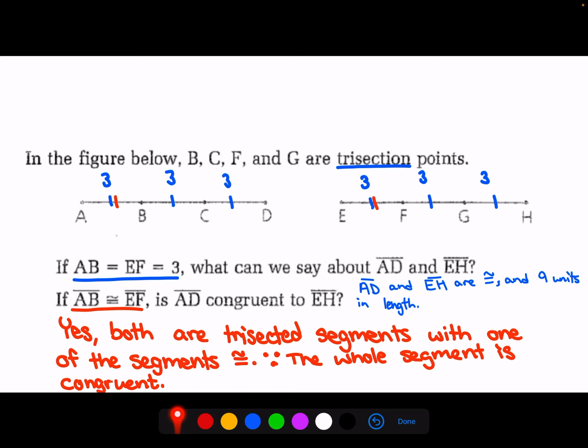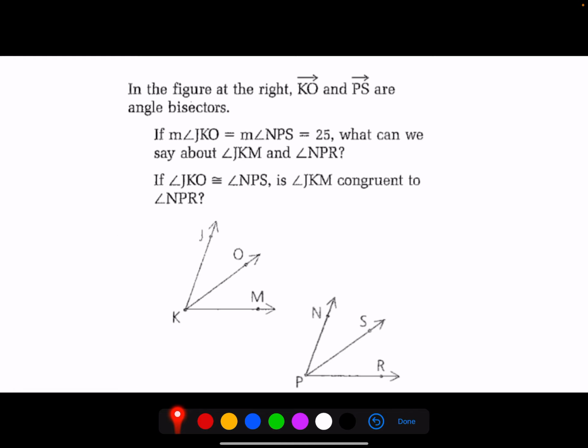Now, you may be wondering, does this only work for segments? No. Like addition and subtraction properties, this will also work for any angles as well. So in the figure below, ray KO and ray PS are angle bisectors.